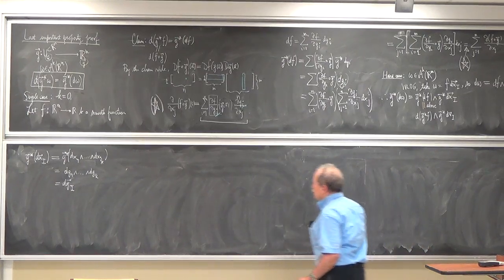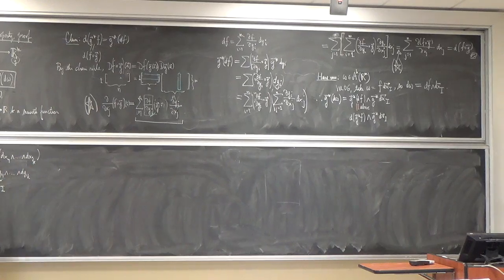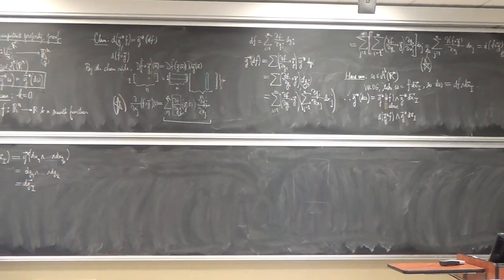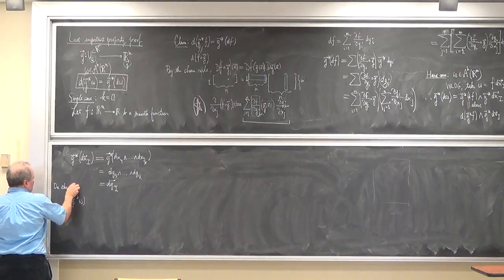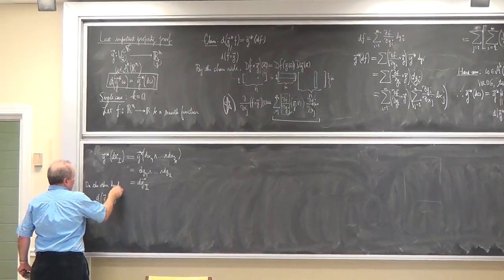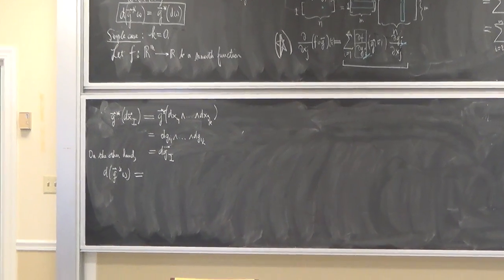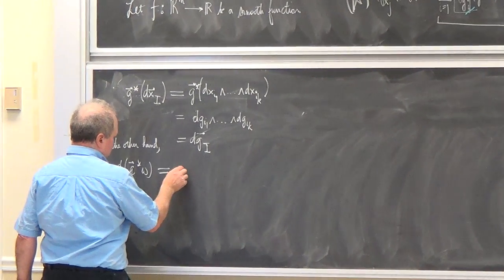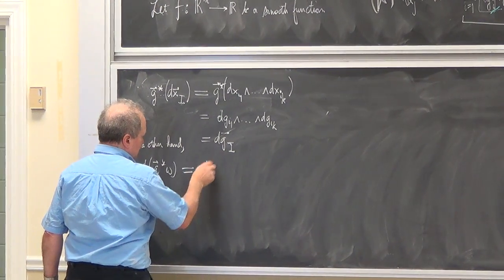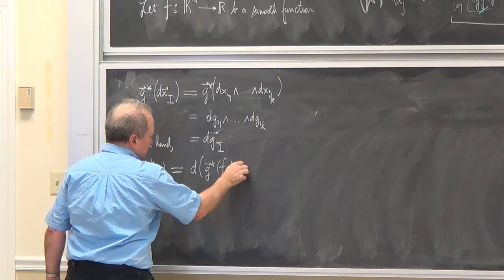Now what are we supposed to be getting? We're supposed to be asking, what do we get if we do the d of the pullback of omega? So on the other hand, what is the other side? That's d of the pullback of f dxi.